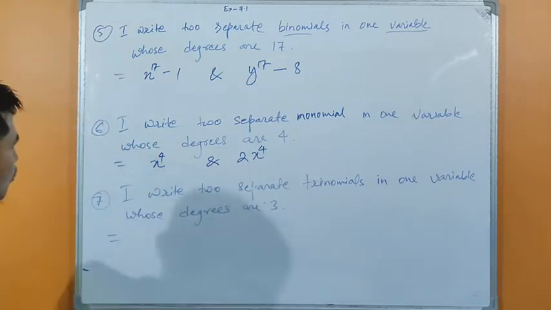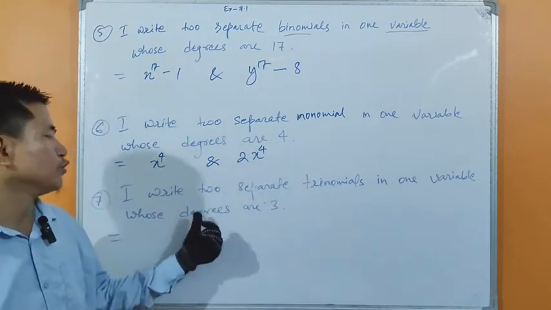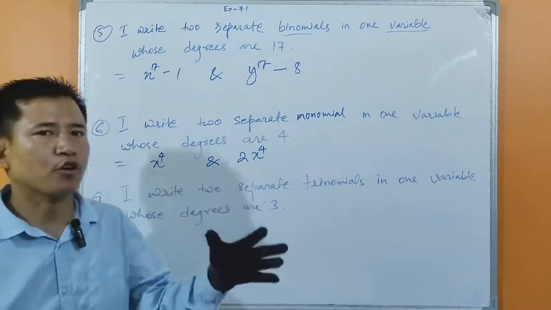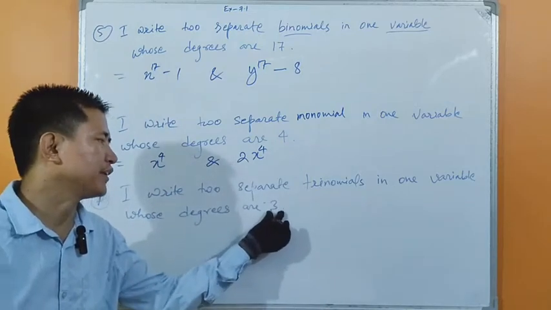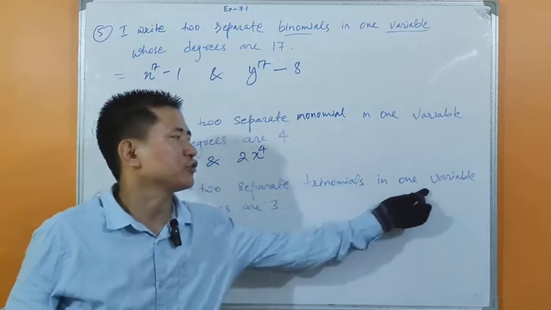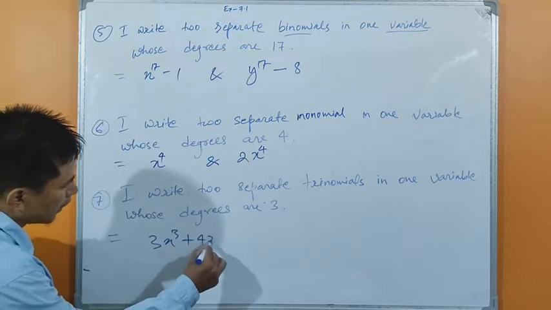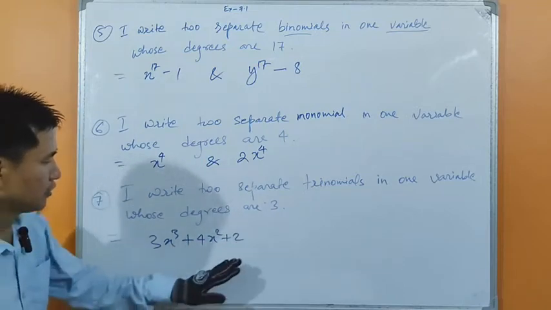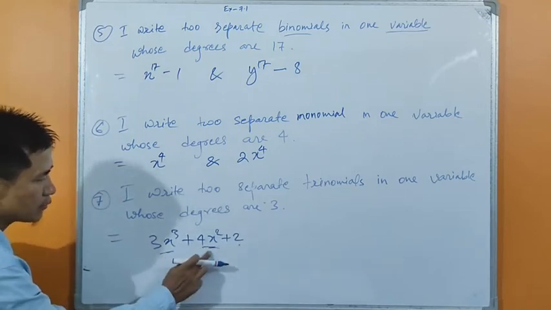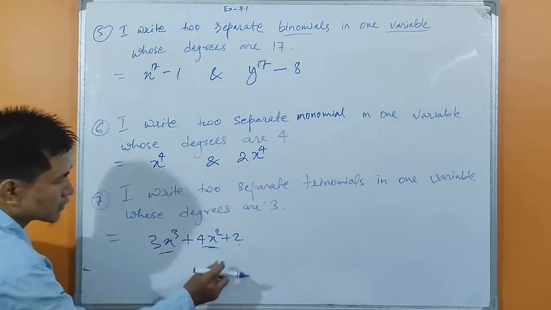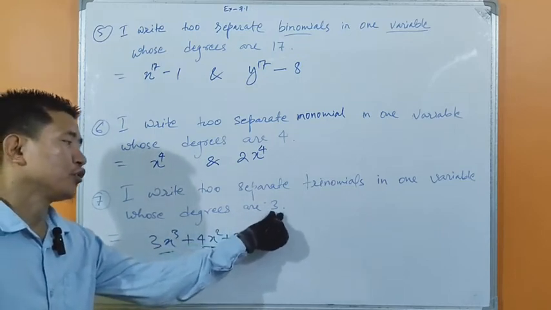Got my point? Let us go to question number 7. Write two separate trinomials in one variable whose degrees are 3. We are asked to write polynomials with 3 terms, whose highest power of the variable is 3 and the variable should be only 1. So let us write 3x cubed plus 4x squared plus 2. This is 1, this is 2, this is 3. There are 3 terms separated by plus signs, isn't it? And the highest power of the variable is 3, so the degree of this polynomial is 3.